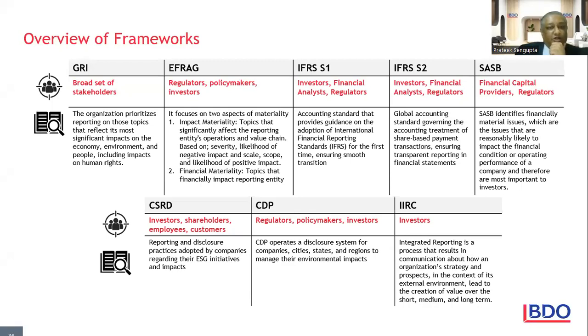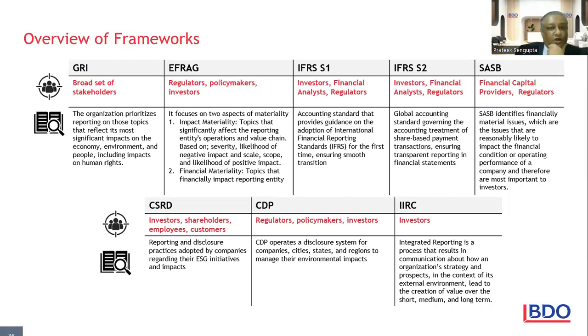IFRS S1, as I mentioned, is a new global reporting standard which gives a framework for any company to report on its sustainability performance. IFRS S2 is what was earlier called TCFD. Under this, all climate-related disclosures and guidance are provided. SASB, as I mentioned, is a similar reporting framework to GRI, though of course not as broad and not as broadly applied. It is more limited to the North American market, but gradually catching on globally.